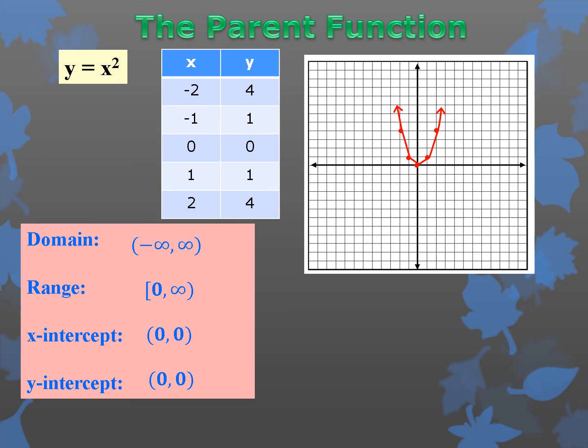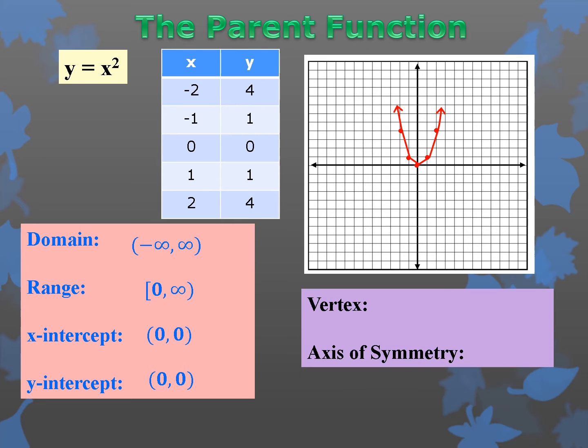Now, your vertex is at 0, 0. And remember, we talked about the axis of symmetry being that kind of invisible line that cuts your parabola in half. Okay, so that would be your axis of symmetry. That's x equals h. Remember, the h is the x coordinate of the vertex. So x equals h, that means it's going to be x equals 0. So that's just a quick reminder of the parent function.